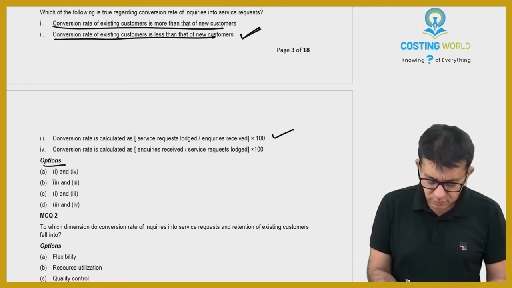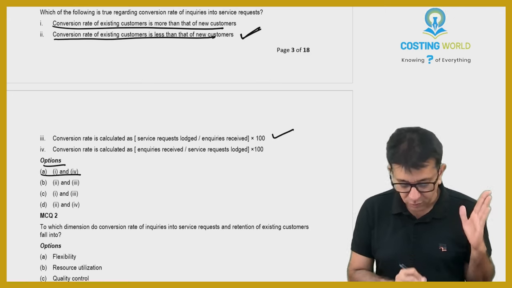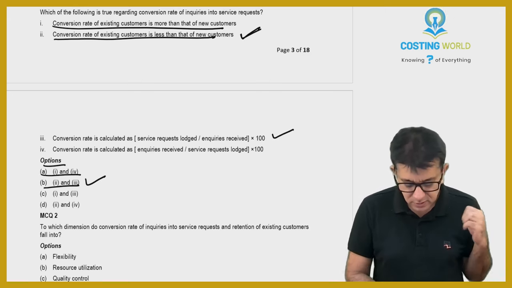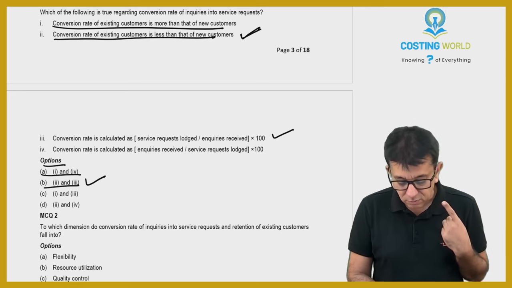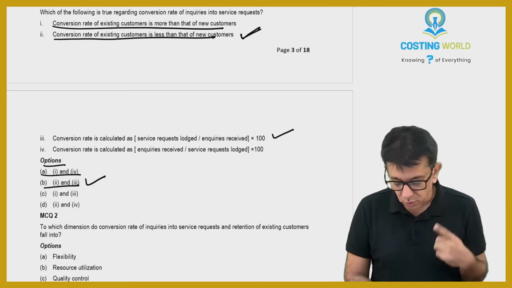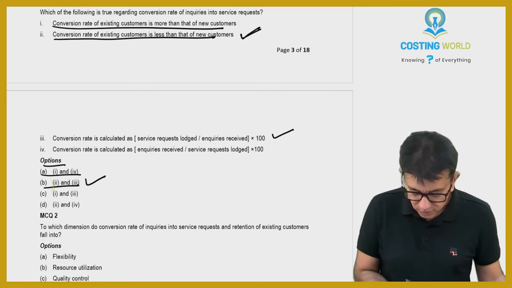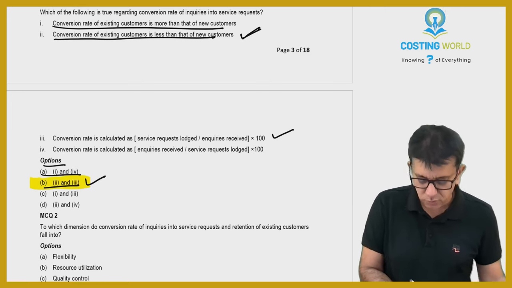So options one and four were correct? No, one and four were false. Two and three were correct. Yes. Then C, one and three? No. Two and four? No, because four was false. So therefore, in this case, two and three were correct. This should be your correct answer.